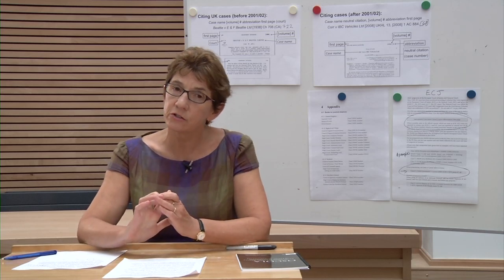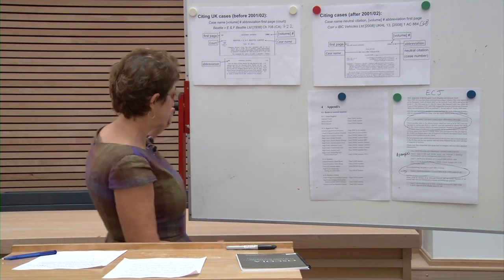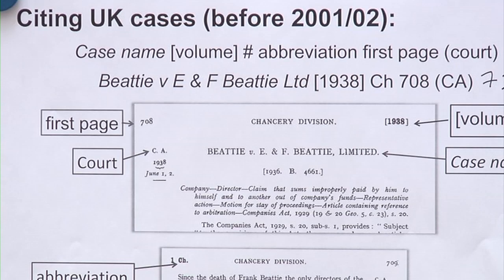The first thing, which is probably very familiar to you, is that you cite first the party name and that you do that in italics. So with this example, the party name is Beatty and E&F Beatty Limited. We suggest that you cite it without any full stops, so Beatty v E&F Beatty, and use an abbreviation for limited. There are lots of abbreviations that you can use in case names. OSCOLA has a list of them at the back.